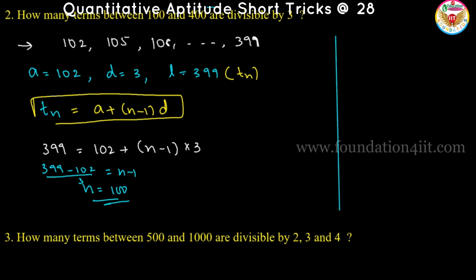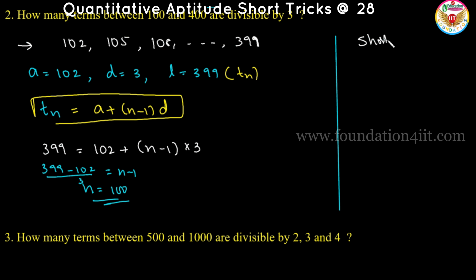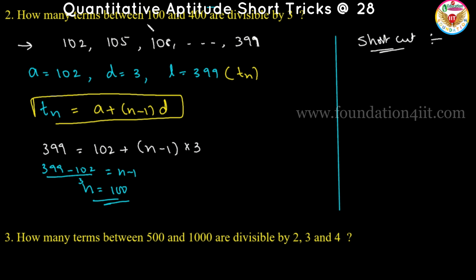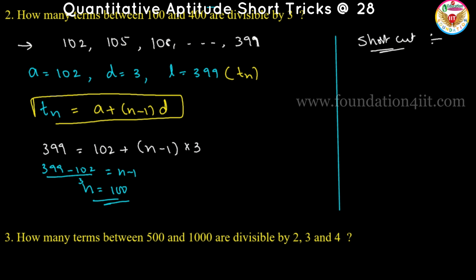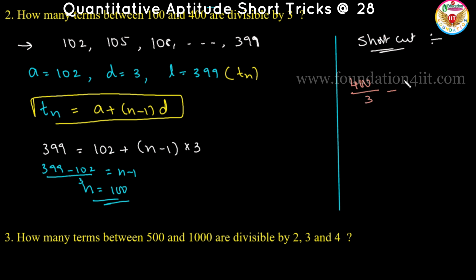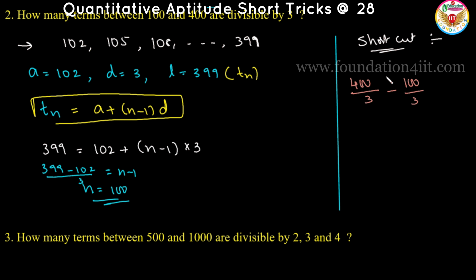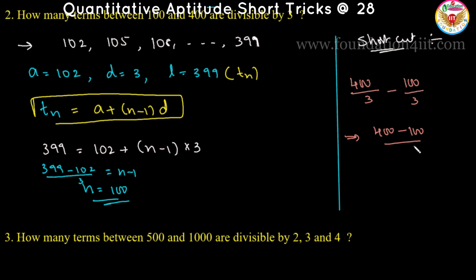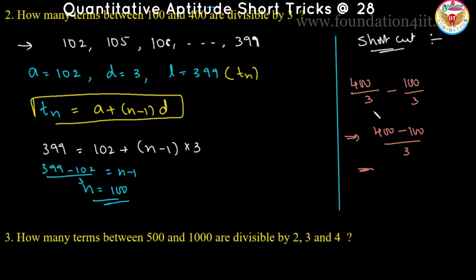Now instead of doing it this way, let us see the shortcut method. They're asking how many terms between 100 and 400 are divisible by 3. Just take the largest number, 400, divided by 3, and the smaller number, 100, divided by 3, and take only the quotient of each. That is 400 minus 100, which is 300, divided by 3. So there will be 100 terms in this case.